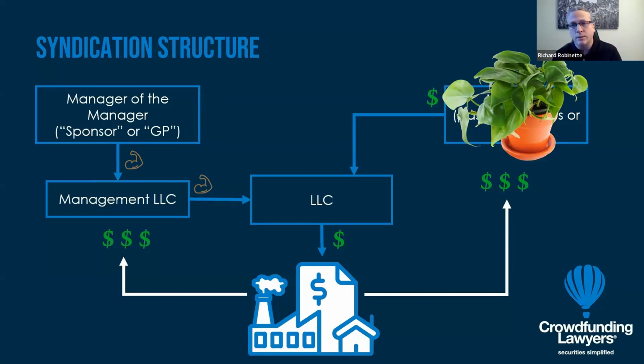Now, maybe there's layers of LLCs. Maybe there's other things that lenders require. That's all fine. I noticed in the chat a question that says, can a syndication include several deals, or is it a new syndication for each deal? No, a syndication absolutely can include multiple deals or multiple investments as long as they're all identified.